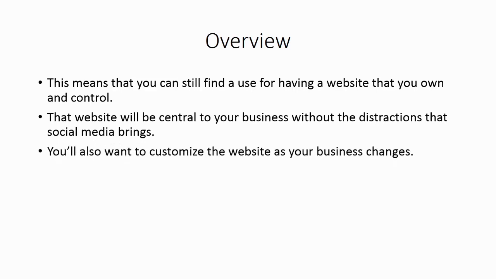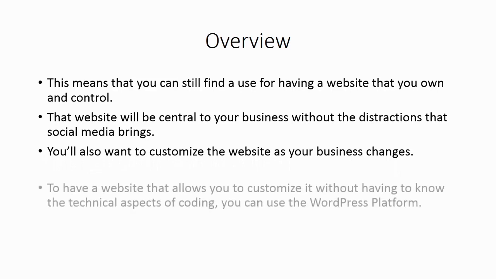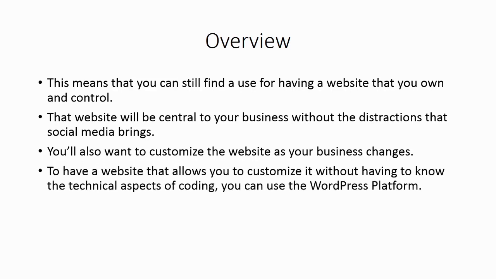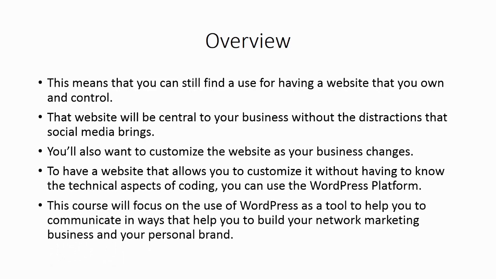You'll also want to customize the website as your business changes. Now, to have a website that allows you to customize it without having to know the technical aspects of coding, you can use the WordPress platform. This course will focus on the use of WordPress as a tool to help you communicate in ways that help you to build your network marketing business and your personal brand.